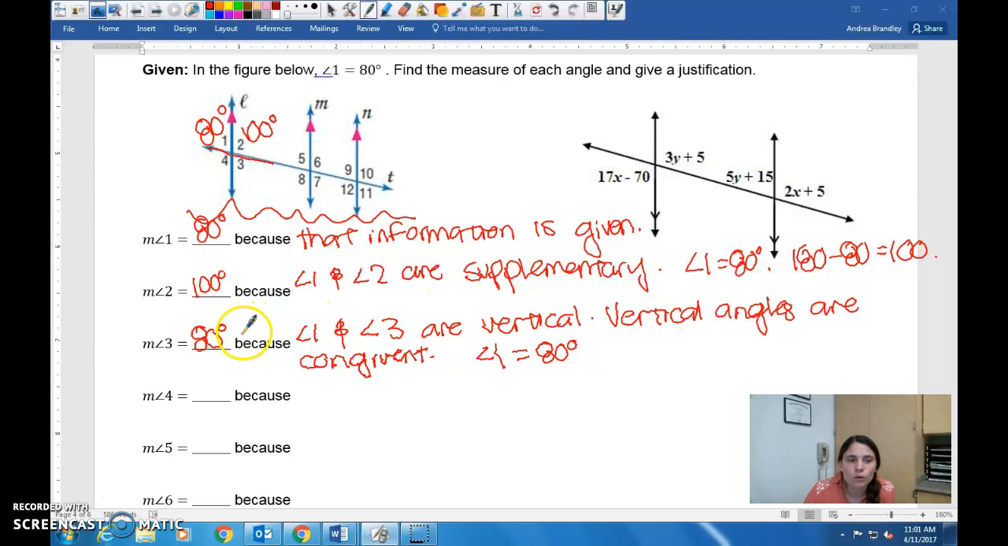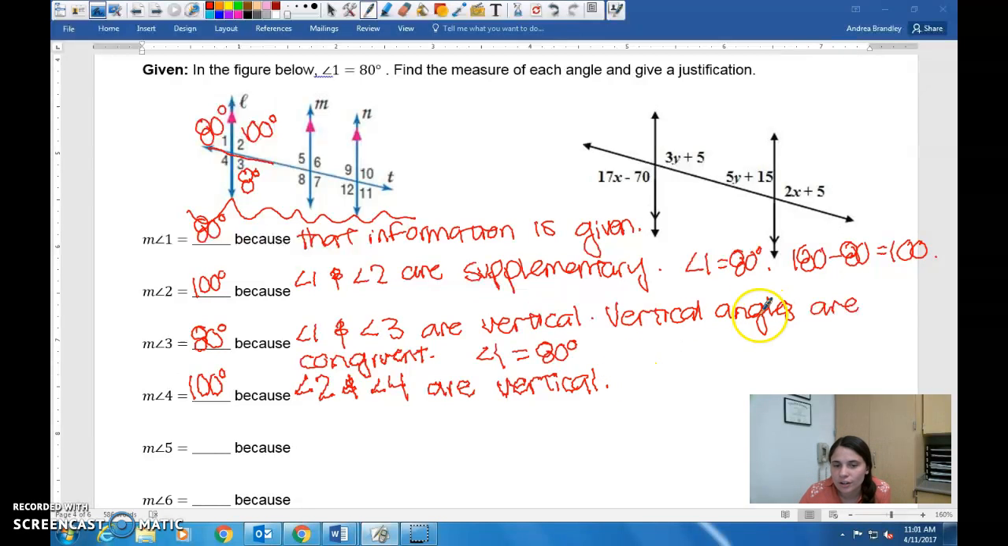Then I move on to the measure of angle 4, which I can actually do using that same logic, because 2 and 4 are vertical angles. So angle 4 has to be 100 degrees because angle 2 and angle 4 are vertical. I'm not going to take the time to write it, but vertical angles are congruent and angle 2 is equal to 100 degrees. So it's that same reason that we had up here. And then angle 5 and angle 6, I'm going to just explain them and not write them, but if you're writing, I would love for you to write down what I'm saying.